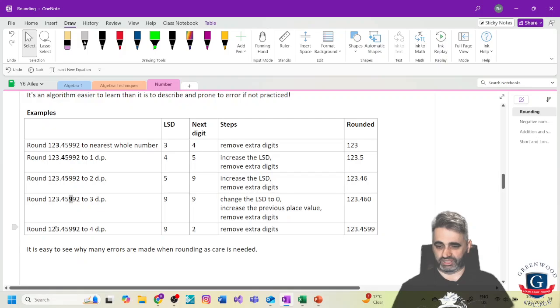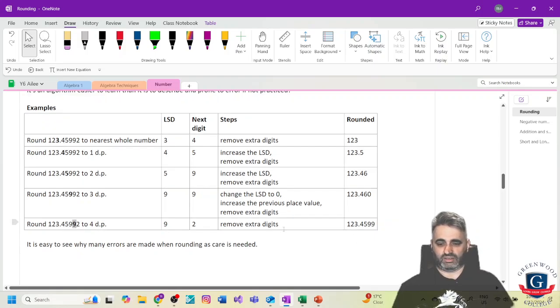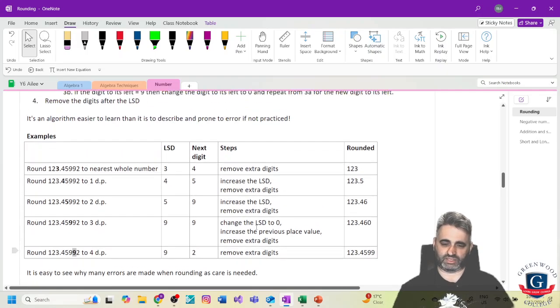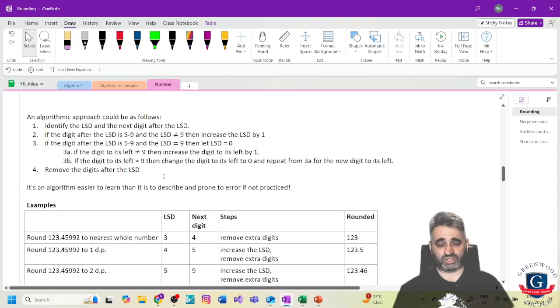Okay, 4 decimal places. That's now the least significant digit. Look at the next digit. That's a 2, that's fine. Truncate it off, get rid of it, leave it as 4599. Right, now many errors are made with this. And it's easy to see why, because this algorithm is quite complicated.